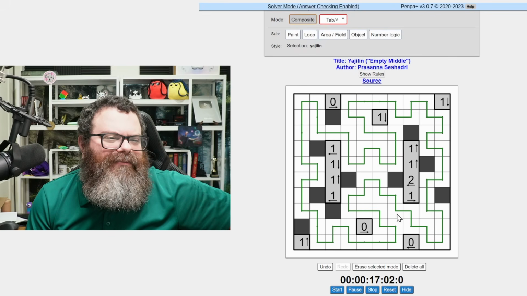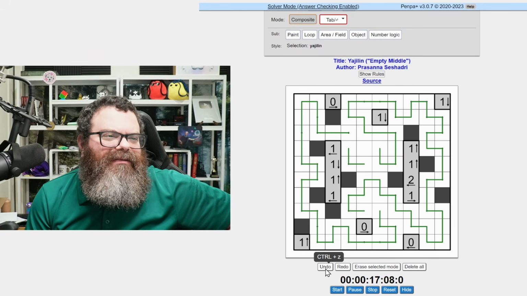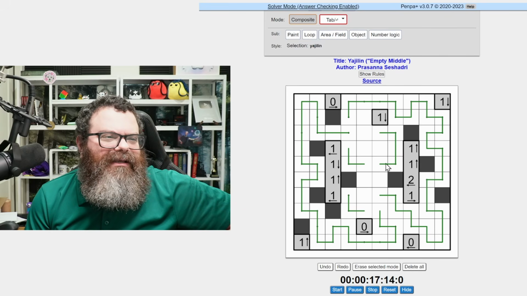Wait, did I do it? Did I do something wrong? Again? Oh yeah, there's no shaded this way. Maybe that's the key. Maybe there's multiple solutions unless I. Yeah, so I have to shade this one or this one. I can't shade this one. So I'm shading this one here.